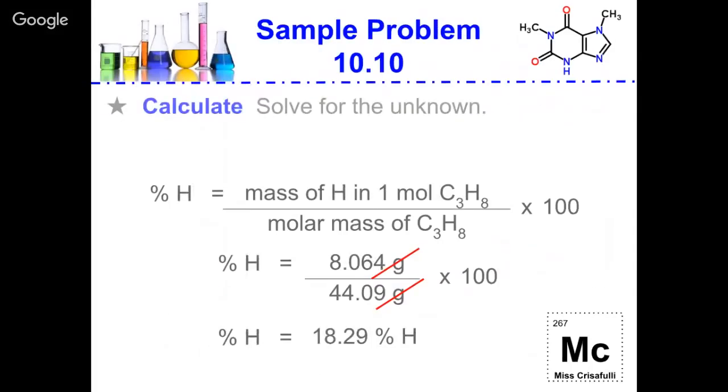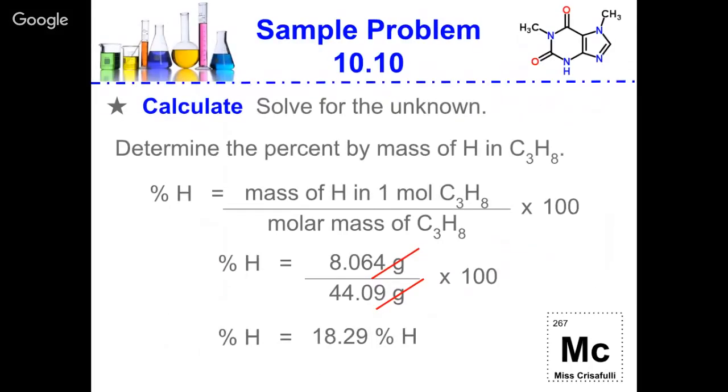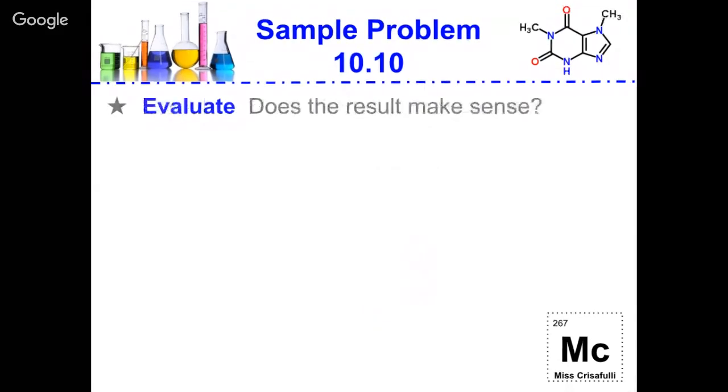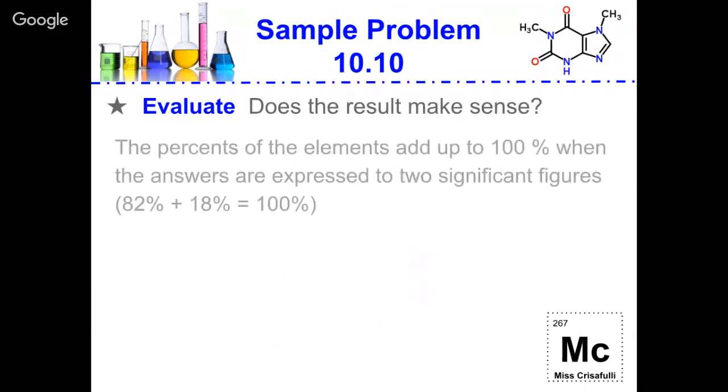We're going to do the same thing for hydrogen. So we would take the molar mass of 8 hydrogens, which is 8.064, divided by the molar mass of propane, which is 44.09. We're going to multiply that by 100, and we get 18.29. Once again, since we're dealing with percentages, how do we know that we did this correctly? Your percentages should add up to 100, and when they are expressed to two significant figures, they do.